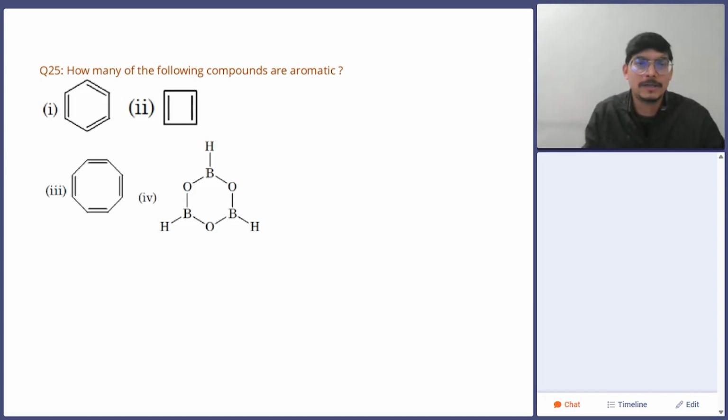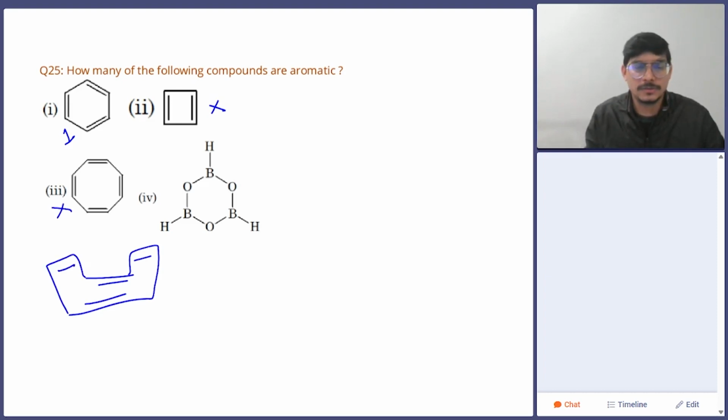So benzene is definitely aromatic. The first one is anti-aromatic. This one is tub shaped to avoid anti-aromaticity, so this is not aromatic.